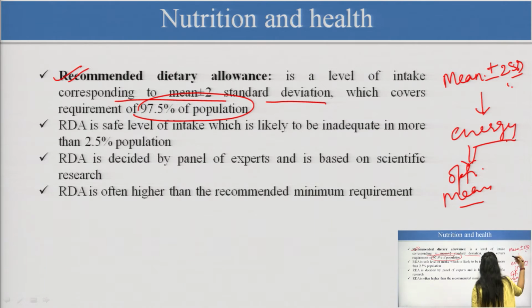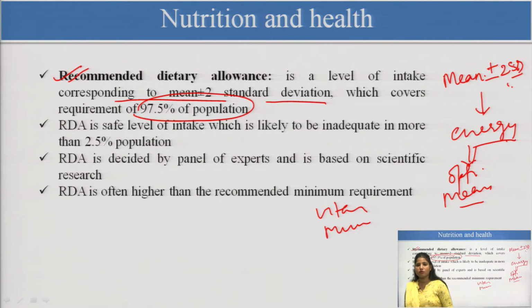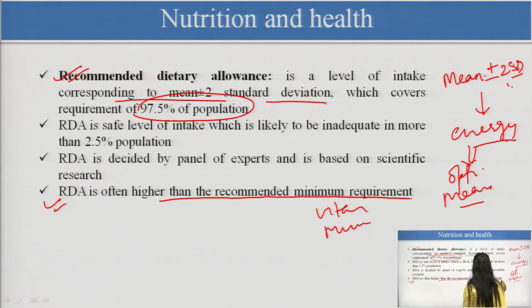We do not add the plus 2 SD or subtract the 2 standard deviations for energy. Whereas for other components like vitamins, minerals, and other nutrients, we can add this number, the extra number, or we can also deduct it. But for energy, this is the optimum. So the important point to note here is that RDA is often higher than the recommended minimum requirement for all of the nutrients, but not for energy. Okay, so we will see.